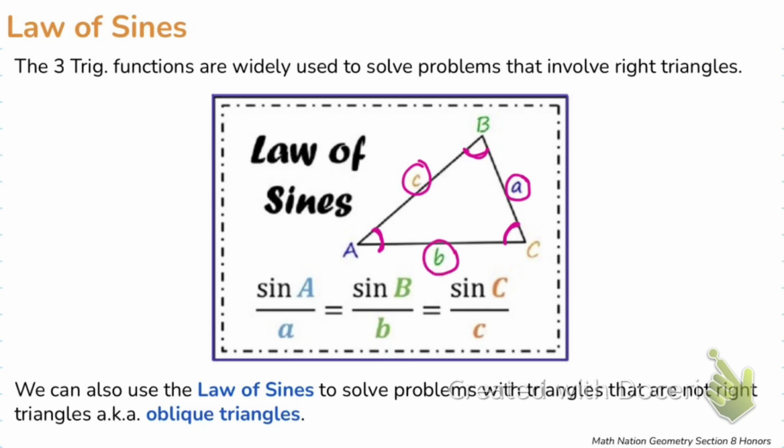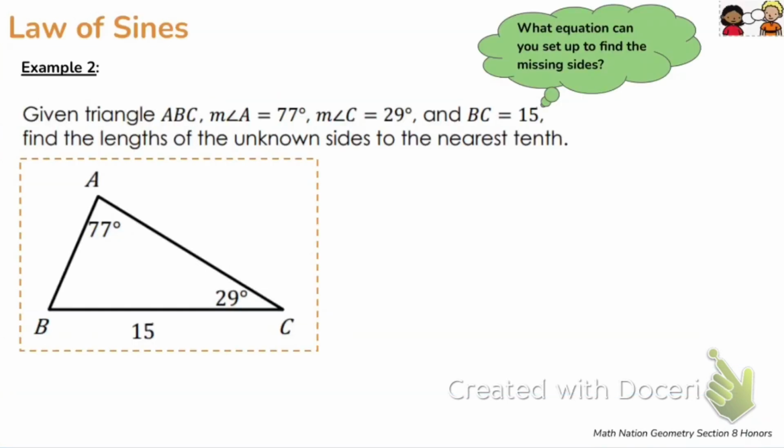We can also use the law of sines to solve problems with triangles that are not right triangles, also known as oblique triangles. Notice that even though it's not written to scale, this is not a right triangle. So we're using the law of sines in triangles that are not right triangles.